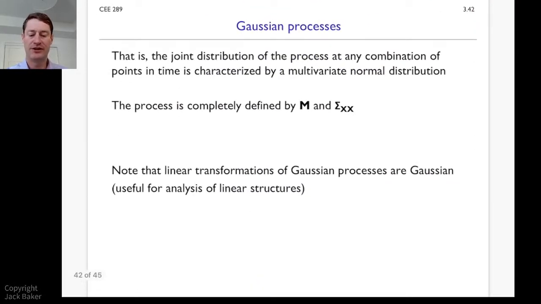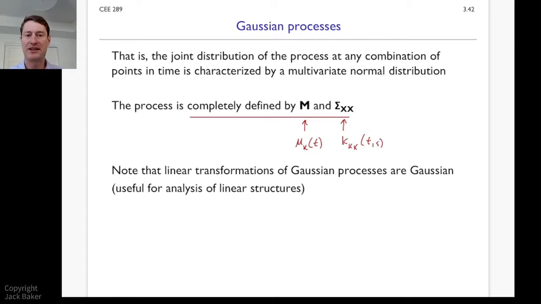So the joint distribution of the process at any combination of points in time, right? So any set of j indices, of any size j, is characterized by this multivariate normal distribution. And then we can note that we're completely defined by just that mean vector and the covariance function. The mean vector is completely defined by the mean function, and the covariance matrix is completely defined by the covariance function that we've been developing. All right? So that's what a Gaussian process is.